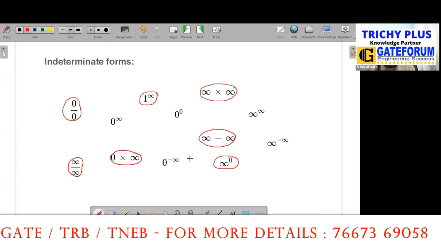Usually we don't know the value, but it has some certain value. So the assignment is you have to find why this is a determinate form and what is the value. Definitely if it is a determinate form, you will be getting some definite value, right? You can check whichever you are having a doubt, go and Google it and find why this is determinate and why it is indeterminate. You have to find out.